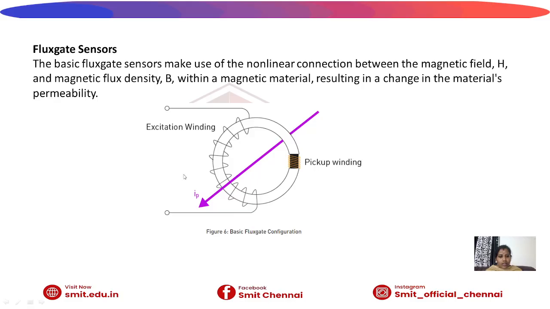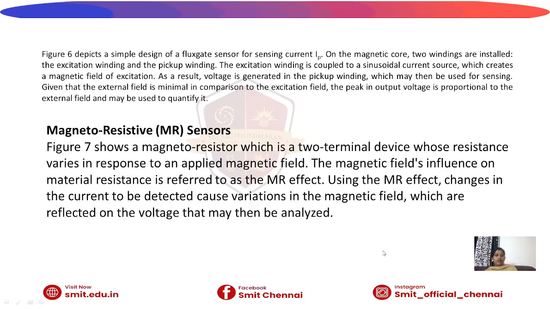So this is the winding. This is the excitation winding, and this is the pickup winding. This is a basic fluxgate configuration. Here we give the AC excitation in the excitation winding. This is the primary current. From this AC excitation, it produces the magnetic field in the pickup winding, and we get the output voltage in the pickup winding only. This is what I explained in the previous slide, that is what Figure 6 depicts.